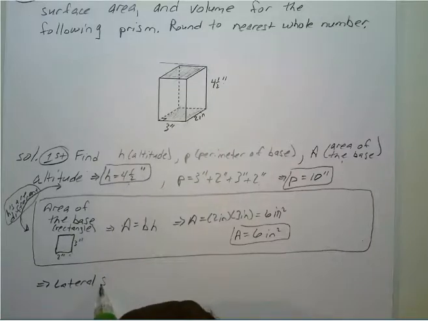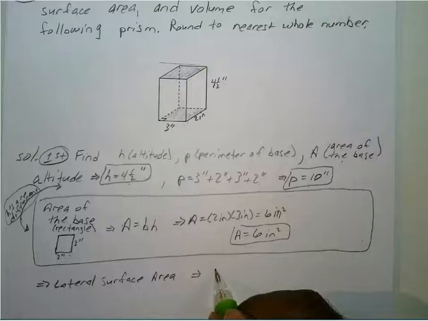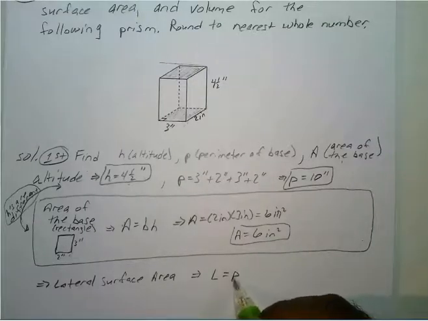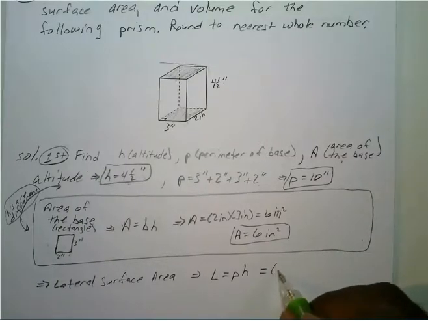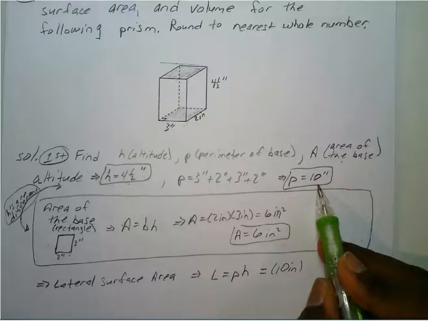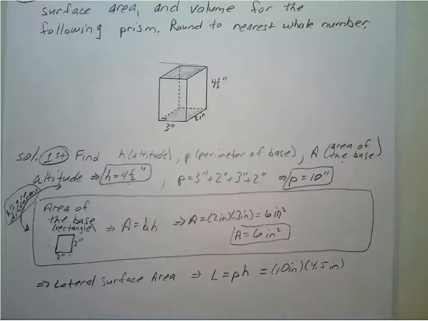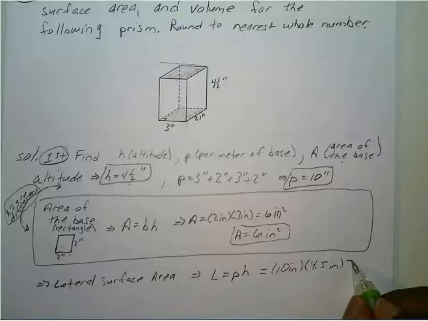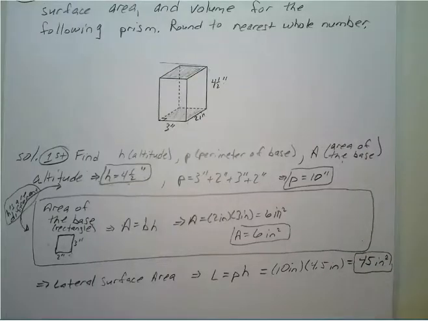So we have our lateral surface area. Okay, so we know our lateral surface area L is equal to the perimeter of the base times the altitude. Now remember, now we go back to using this H. We only change the H to find our area of the base. Everything else we do from here on out involves this H, our altitude. Okay, so that's going to equal 10 inches, because that's our perimeter of the base, times 4.5 inches, which is our altitude. So 4.5 is just 4.5. Okay, so we know that it's going to be 45 square inches for our lateral surface area.